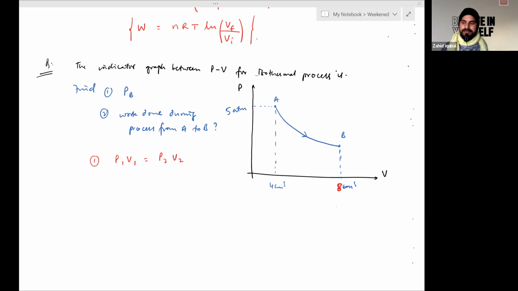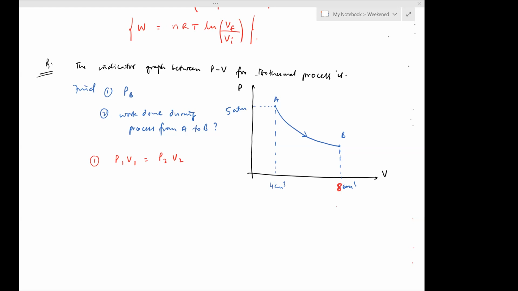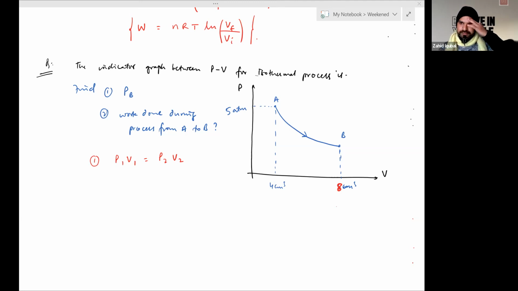Any problem while solving this? Memo now? No, sir. Okay. Good, memo now.